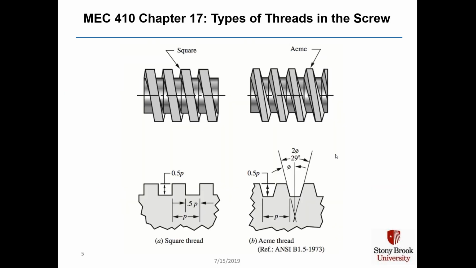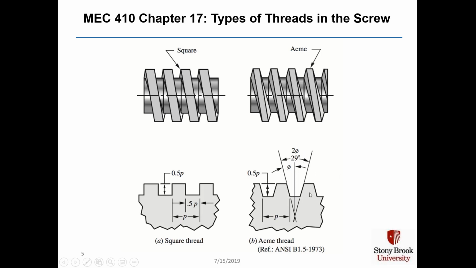There's 2 types of threads used in power screws. A square thread is the simplest one. The cross section of the threads is literally a square. What is more common is the Acme thread, which here you've got a thread that's on more of a slope and an angle. If you do a section cut on this axis through the thread, you'll see that you have a trapezoidal opening in the thread, typically at 29-degree included angle.